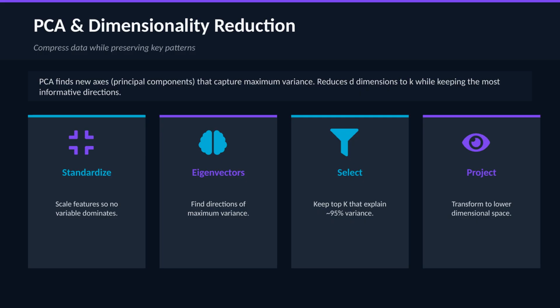PCA stands for Principal Component Analysis. It compresses your data while preserving the most important patterns. Here's the process. First, standardize your features so no single variable dominates. Then, PCA finds new axes called principal components. These are the directions of maximum variance in your data. You select the top K components that explain around 95% of the total variance. Then project your data onto those components. You go from D dimensions down to K: less noise, fewer features, and the key information is still there.